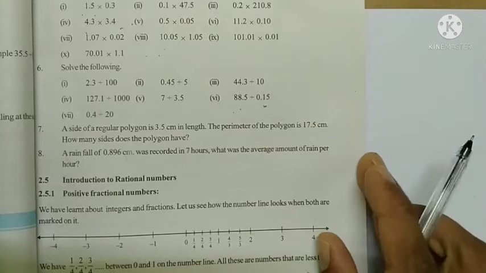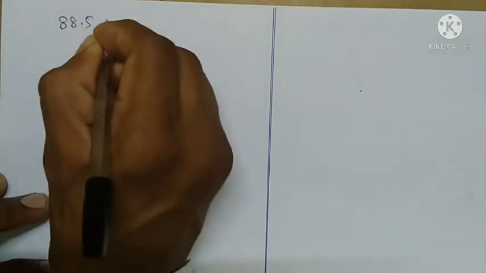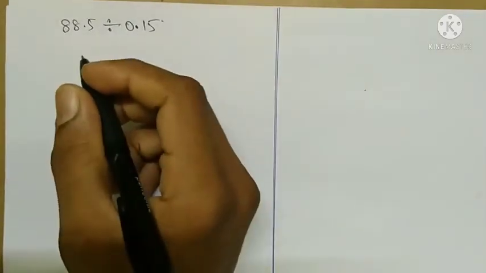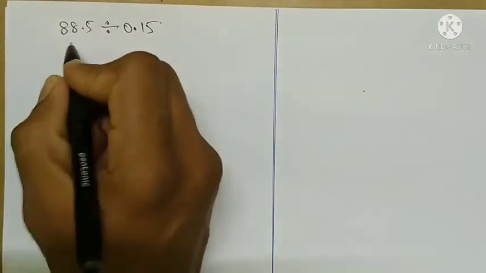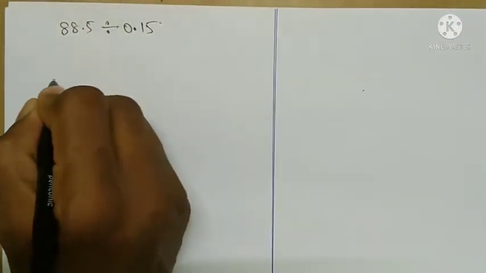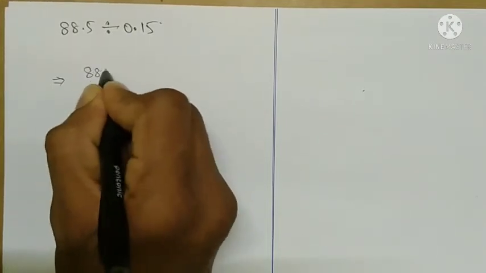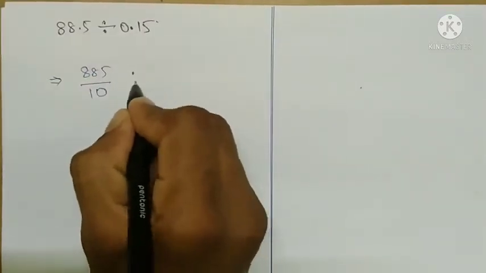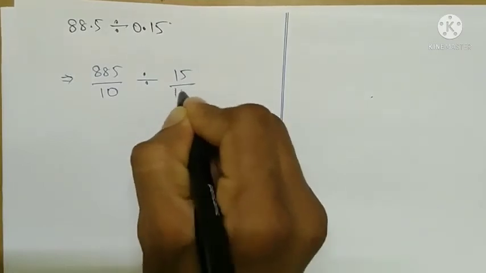88.5 divided by 0.15. So 88.5 divided by 0.15. A decimal number divided by a decimal number, right? So here 88.5 means 885 by 10, divided by 0.15, which means 15 by 100.